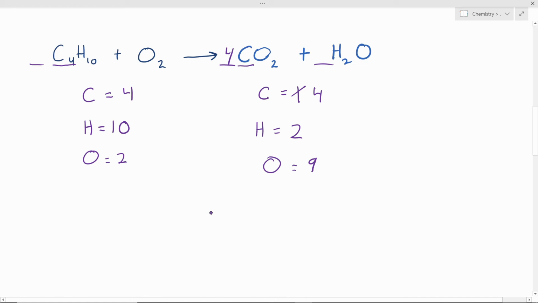Usually you want to leave the hydrogens and oxygens for last. That's just a general rule. As you see, they appear quite a lot here. Now, it would be easier now to balance the hydrogens. As you can see, they appear once on each side as well. Now, I have 10 on the left side and 2 on the right side. If I do my division again, 10 divided by 2, I get 5.